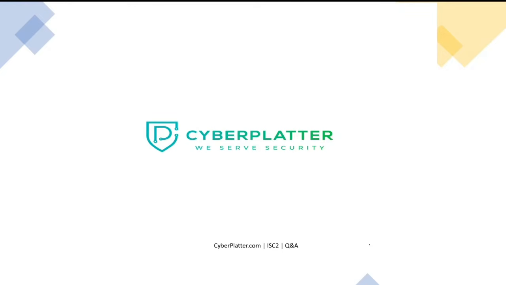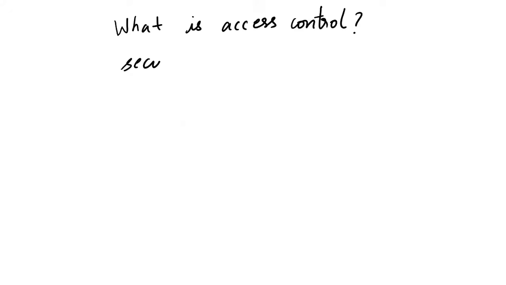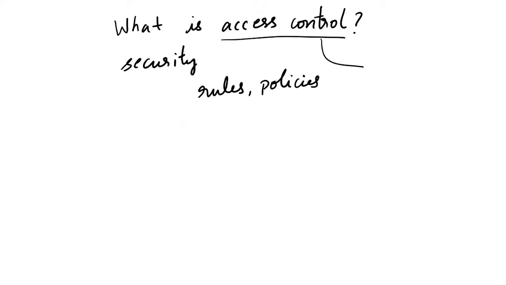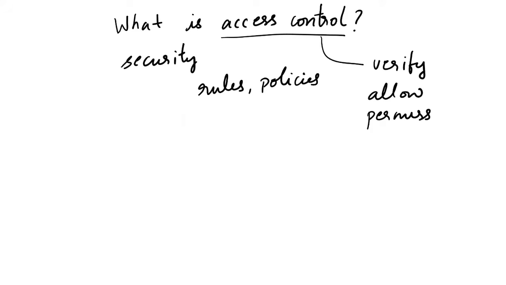Let's see the question for today. What is access control? Access control is a security mechanism which will determine who can access a specific resource and what actions they can perform on that resource. It usually involves rules and policies to determine which user has access to what resources and what actions they are authorized to perform. So in simple terms, access control involves verifying who you are, and determining what you are allowed to do, and based on that, giving you permissions to perform those actions on the resources.